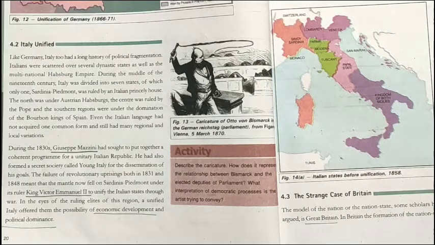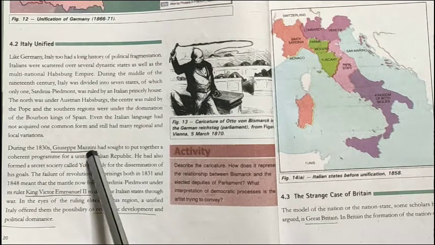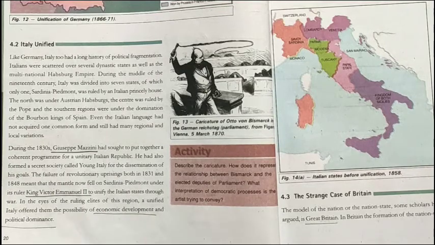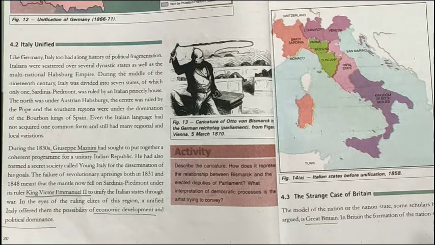Like others, the Italian language also did not have one common form and had many regional and local variations. So during 1830, Giuseppe Mazzini had already attempted and contributed to nationalism in Italy and Europe. Do you remember? He even formed secret societies. It was 2 secret societies. What were those 2 secret societies? It was Young Italy and Young Europe.